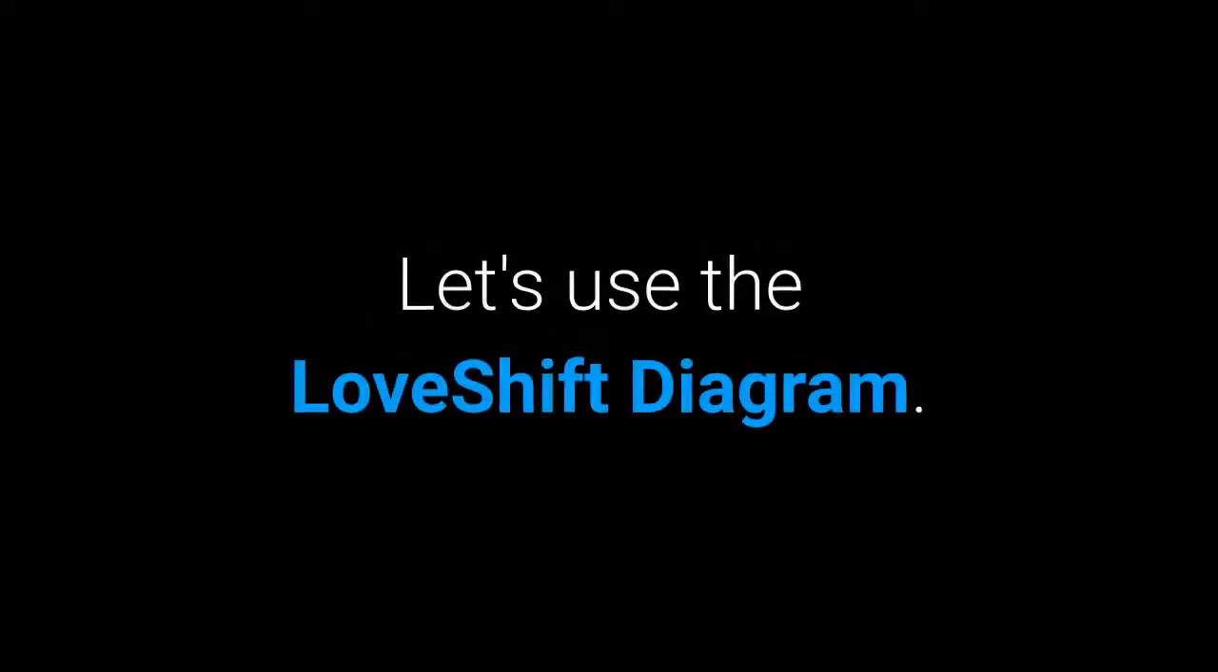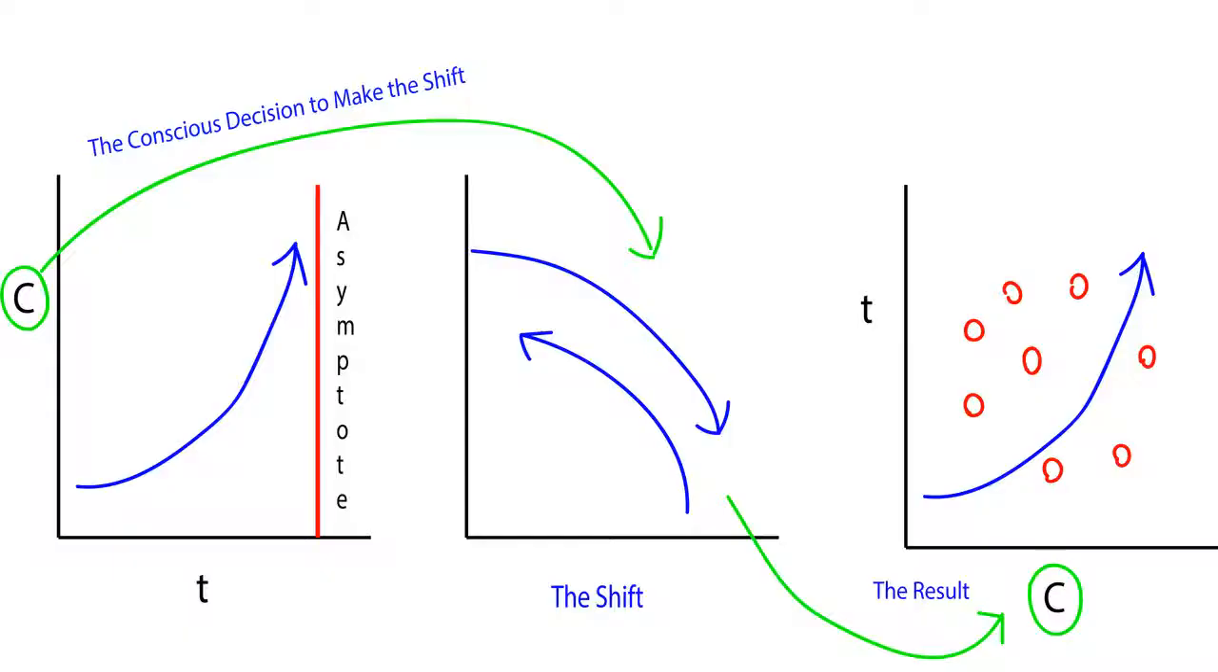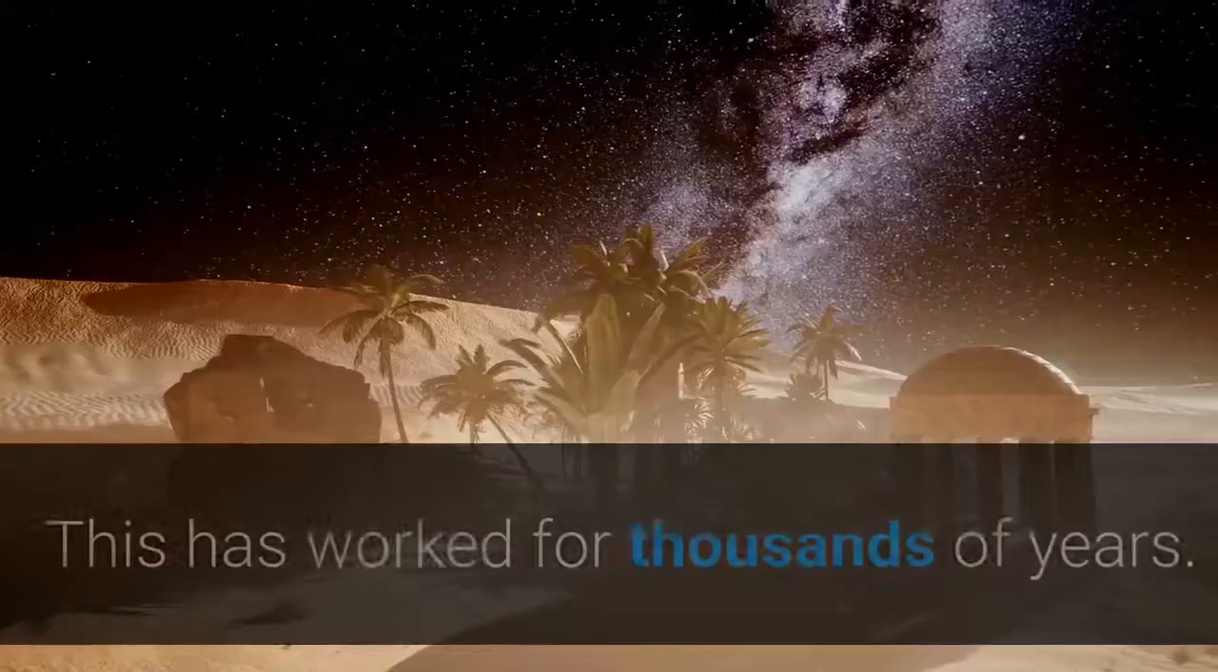Okay, back to time and consciousness. Let's use the LoveShift diagram. Looking at the axis shift diagram, and the image on the left of these three panels, one can see that, as we have evolved over the years, time has been the independent variable on the horizontal, or x-axis, and consciousness, c, on the vertical or y-axis, has been dependent upon it. What that means is that, for millennia, as time chugged along, consciousness went up. This has worked for thousands of years. Unfortunately, it won't work anymore.